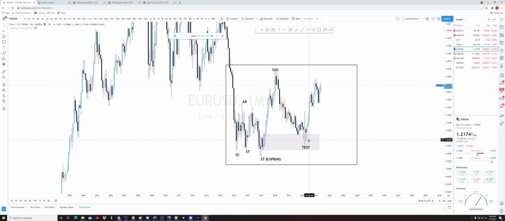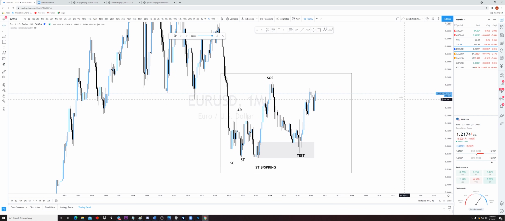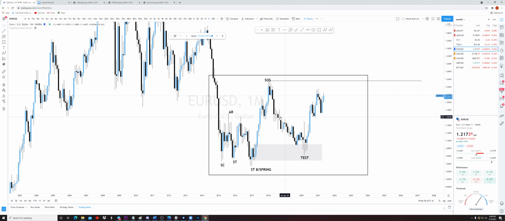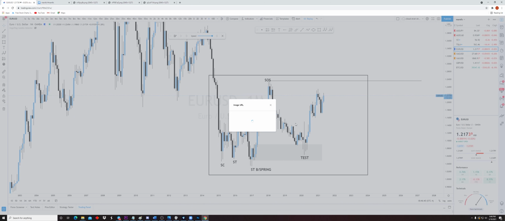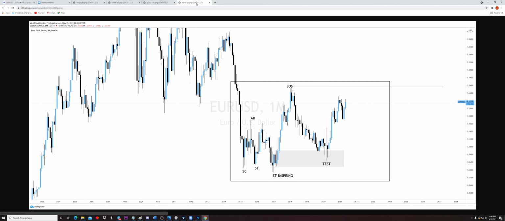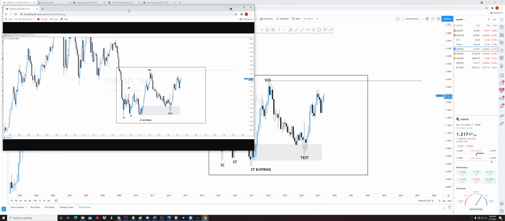And again, what are we in right now? The markup, that is most likely doing what? Coming to take the liquidity here and come to trade up higher, okay? Now, we'll take a picture of this. Paste that in here. And again, I'll ask you, what's the difference between this?